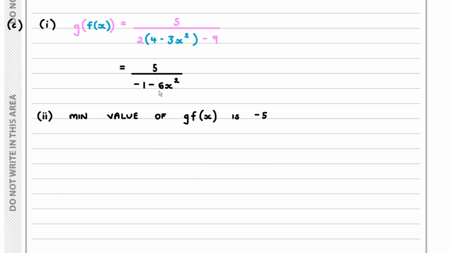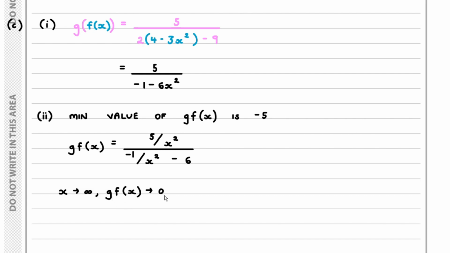Now let's rewrite this function g of f of x, and what we'll do is divide both the numerator and the denominator by x squared, and in doing so we have g of f of x equals 5 over x squared over negative 1 over x squared subtract 6. Let's see what happens as x tends towards infinity. As x tends towards infinity, g of f of x tends towards 0, meaning that the range is negative 5 is less than g of f of x, which is less than 0.